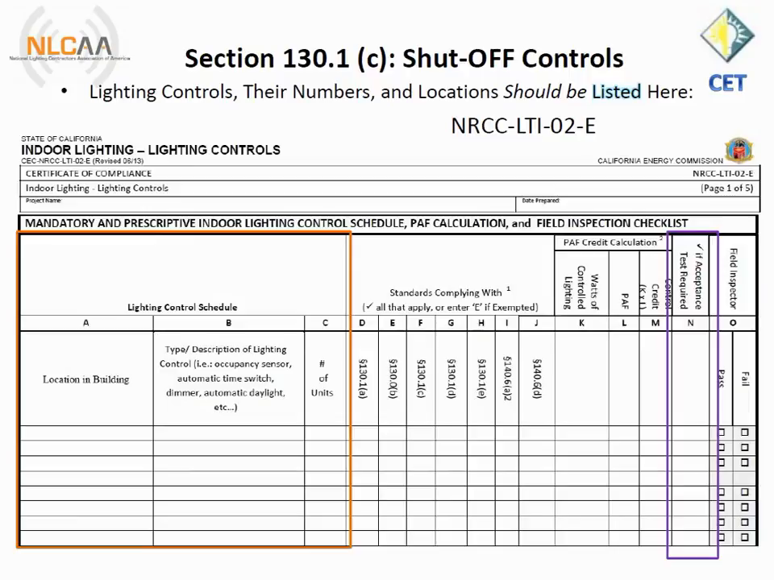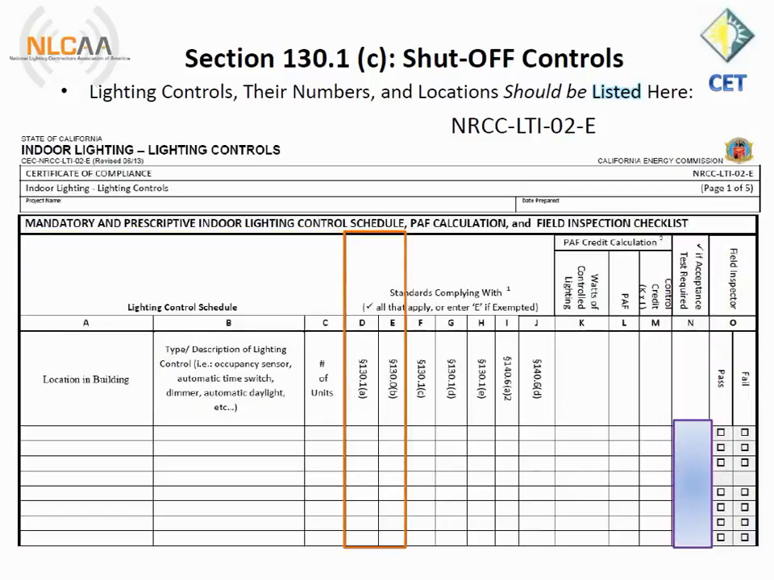Here's a compliance form, NRCC for compliance, LTI for indoor, 02-E for enforcement, which should be attached to the building plans upon submission to the authority having jurisdiction. Note the columns to list the location, type, and number of lighting controls. Also note the column to check off if acceptance testing is required for this control.